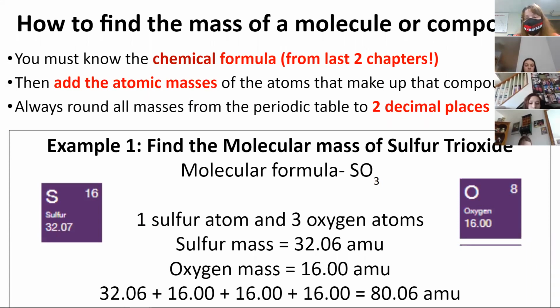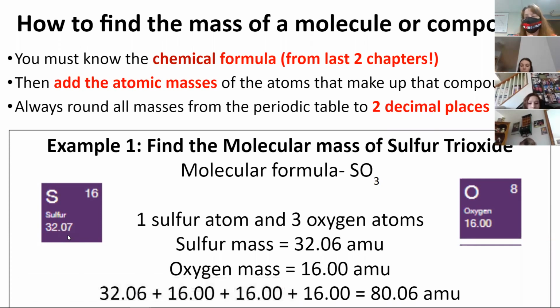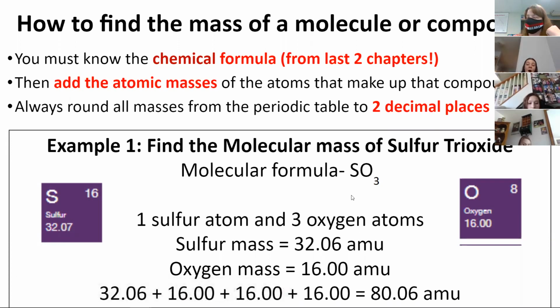So prior to now, we could find the mass of an individual element by just going to the periodic table. For example, if you find a periodic table square like sulfur, the mass of a single sulfur atom is 32.07 AMU. Okay, so atoms, the masses are on the periodic table. But what if we put the atoms together into a molecule, like let's say SO3, for example? How do we find the mass of the whole molecule? Well, it's easy. You just add up all the individual parts that make up the molecule.